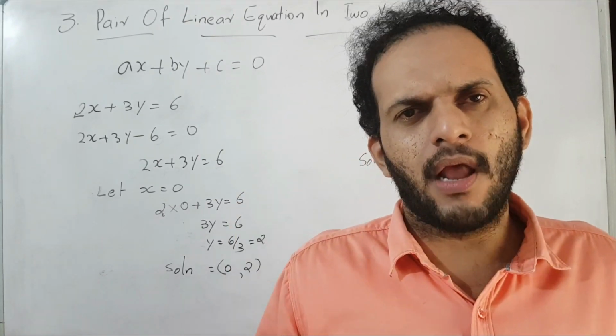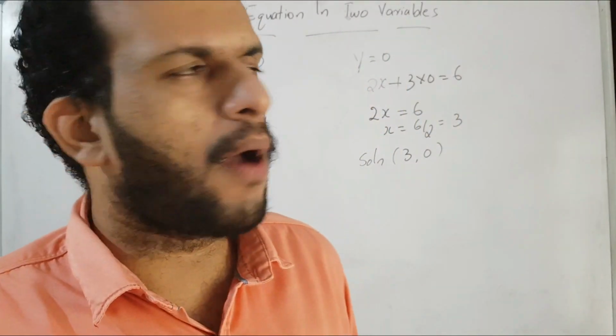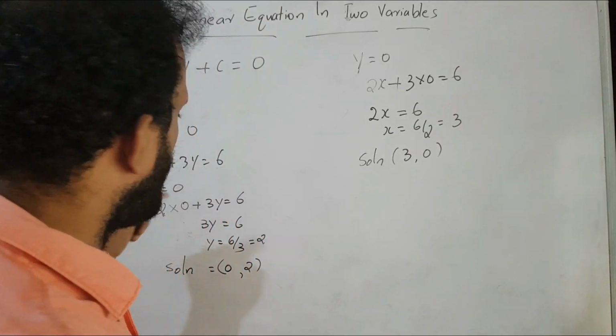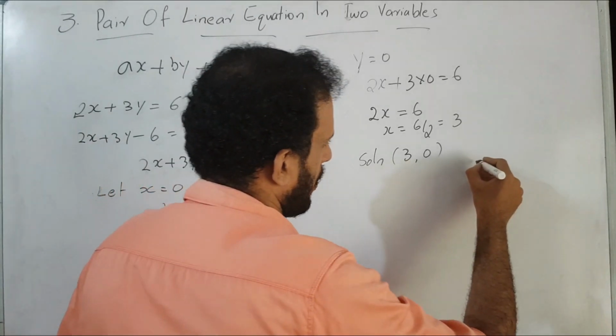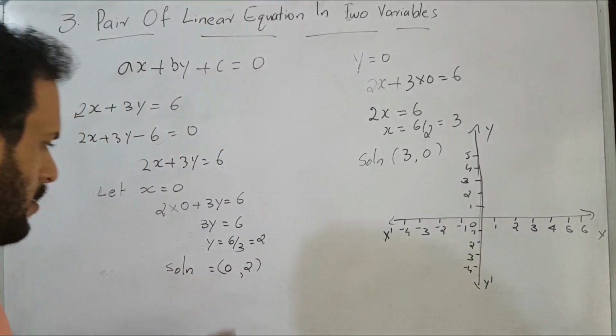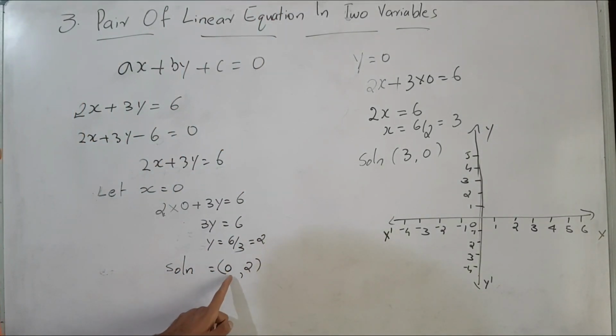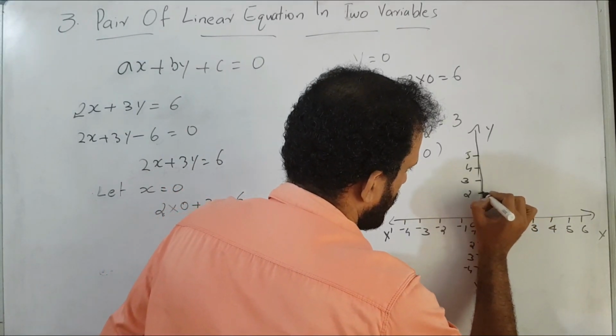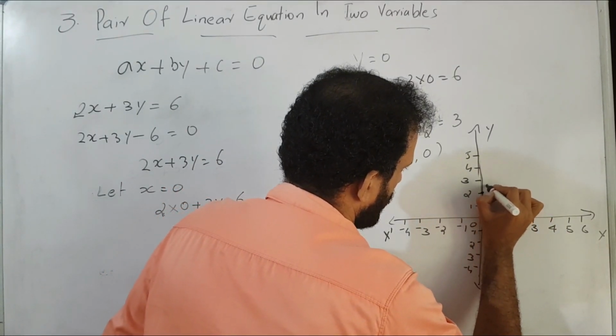Then one more thing we studied last year: the representation of the geometrical form of the solution, the graphical form of the equation. How? We just draw the graph, correct? How do we represent the solution? The first solution is (0, 2). That means the x coordinate is 0 and the y coordinate is 2. The x coordinate being 0 means the point lies on the y axis. Then this is (0, 2), correct? This point is (0, 2).